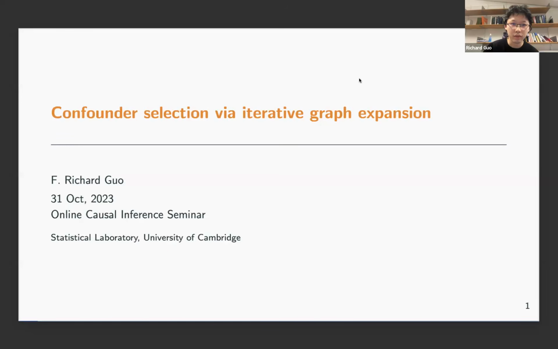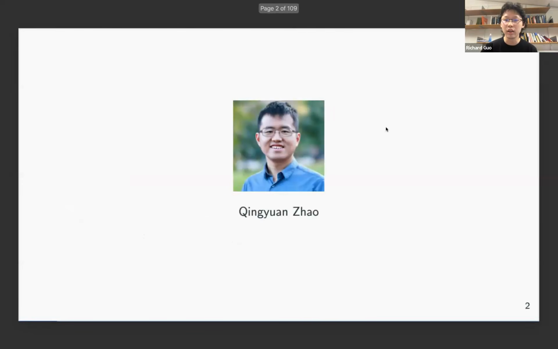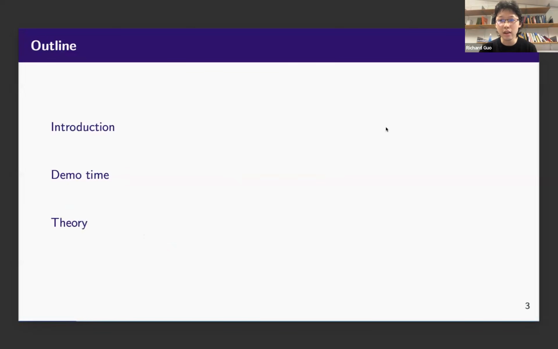Right. I want to thank the organizers for having me and also for running this fantastic seminar series. Very happy to be here to present my recent work on confounder selection by iterative graph expansion. This is joint work with my colleague, Qingyuan Zhao, who will be handling the Q&A. So this is the outline. I'll start with some introduction and show you a Shiny app demo that implements our method, and then I will tell you why that works with some theory.